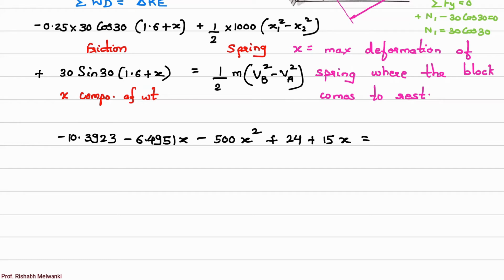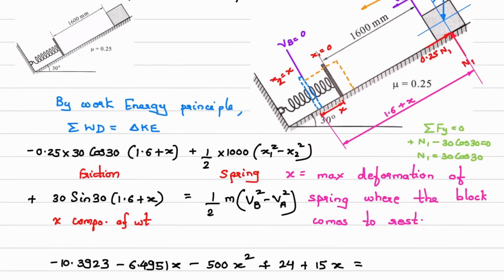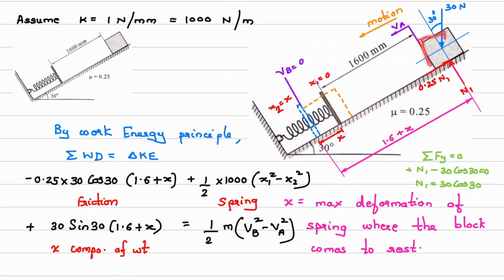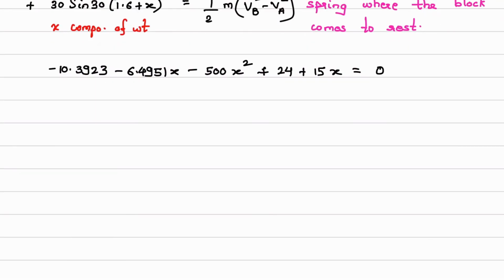Equal to. Now if you consider the diagram, initially the block is at rest so VA is 0, and finally again the block is at rest so VB is also 0. So the right hand side will be 0. The only unknown in this equation is x, so we can calculate x. x is equal to 0.1736 meter. This is the final answer.